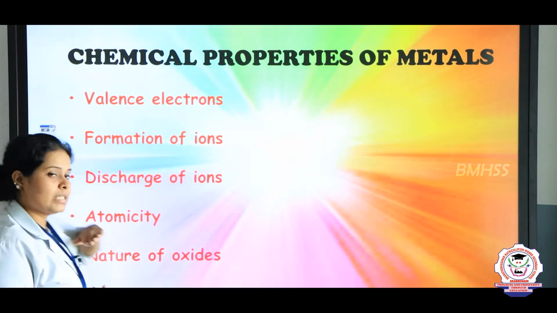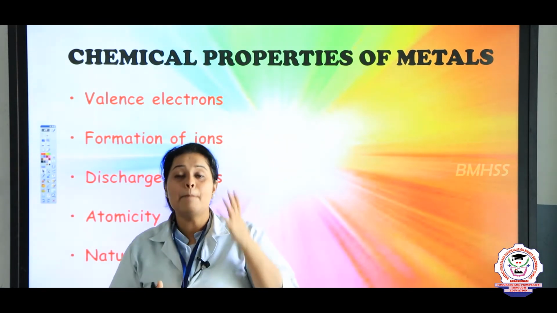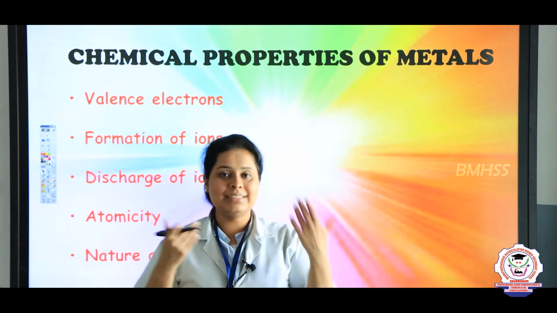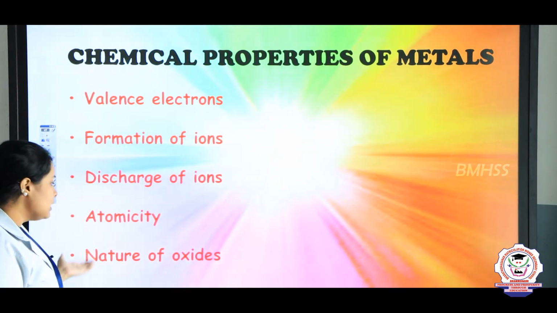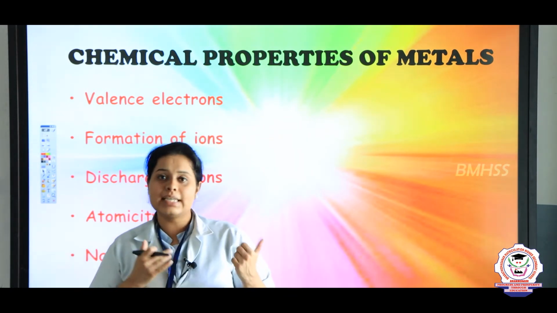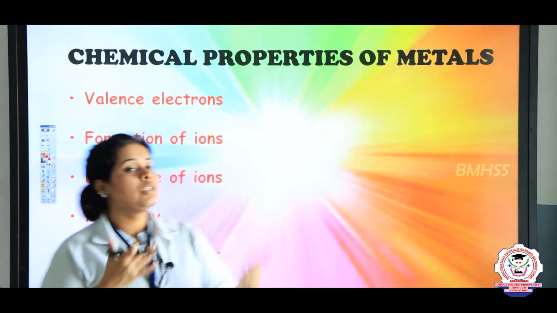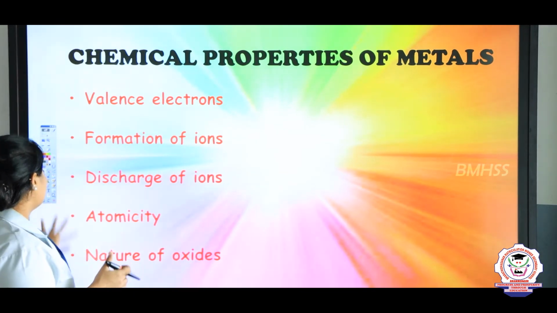In the same way, atomicity. Atomicity means how many atoms are present in a particular element or substance. And the last one is nature of oxides. Metal oxides are generally basic in nature, and if you add them with an acid, they will become a salt.